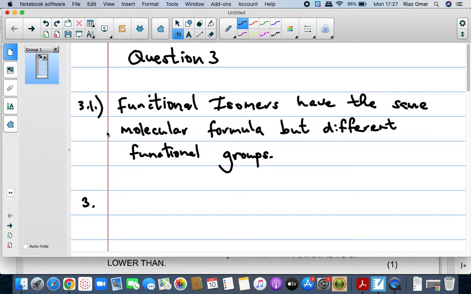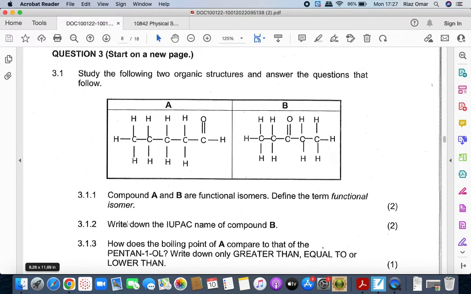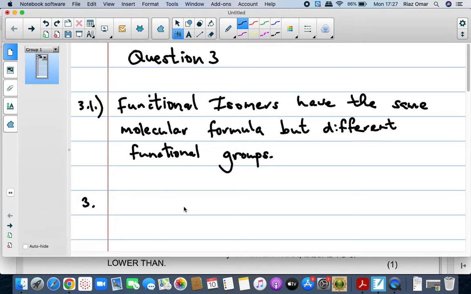3.1.1. Write down the IUPAC name of compound B. Compound B is a ketone. It has 5 carbons, pent, and the double bond O is on carbon 3, so it's pentan-3-one. So that will be the answer to 3.1.1: pentan-3-one. Let's go to 3.1.3.